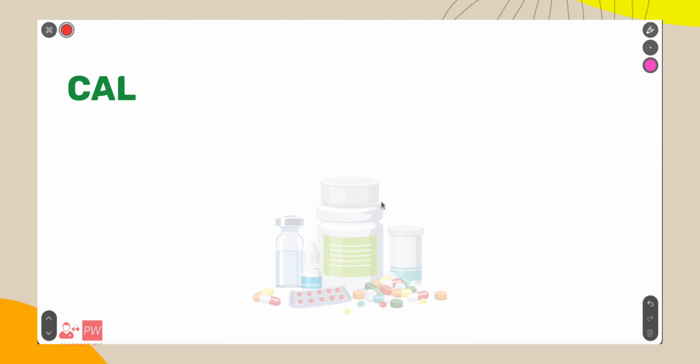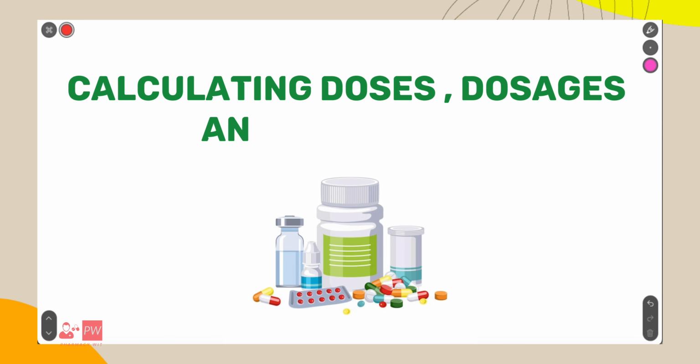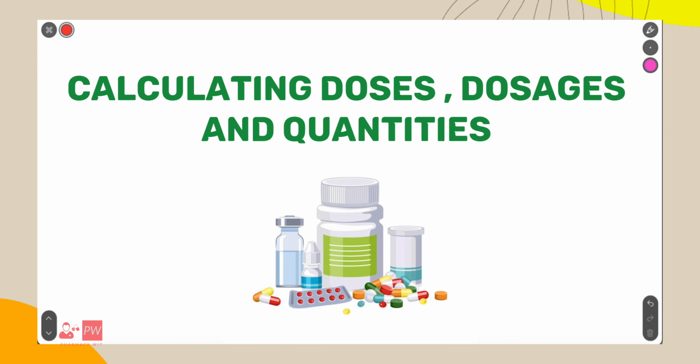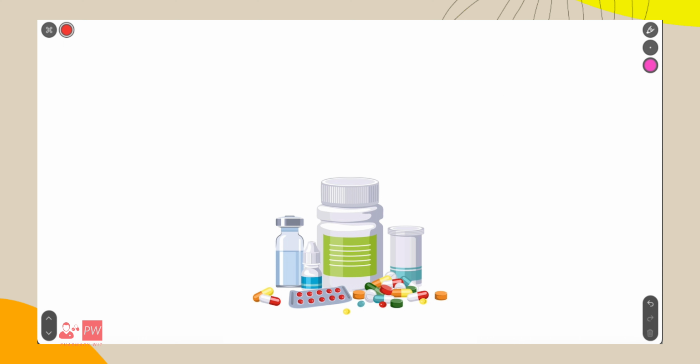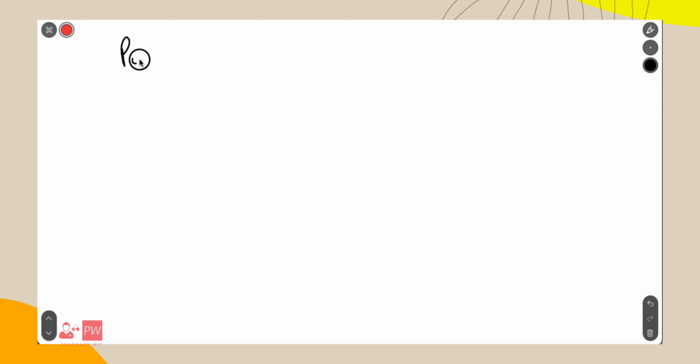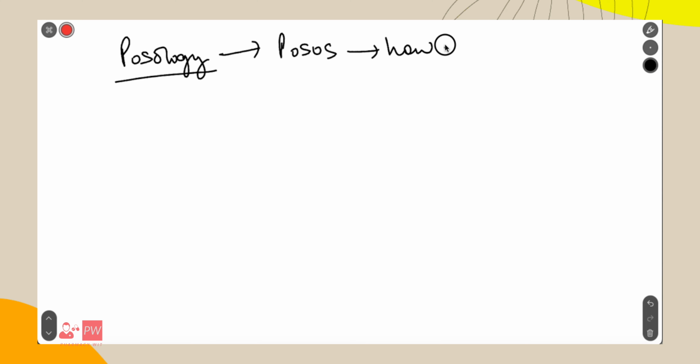So today's title is calculating doses, dosages and quantity. Let's start with the definition of posology, dose and dosage. So let's start with posology. What is posology? It is the branch of dosage, from the Greek word posos, which means how much, and logos, which means study.